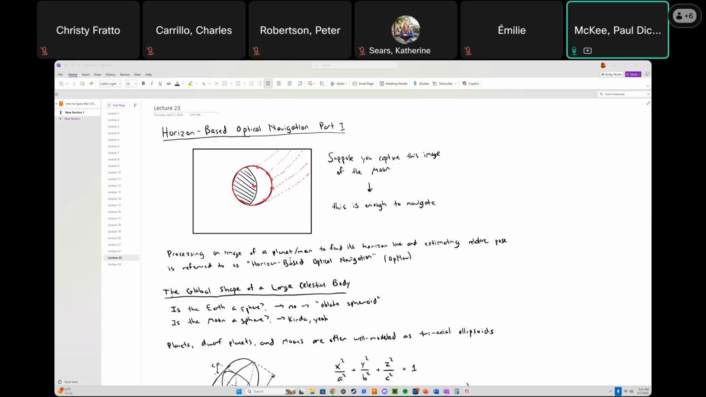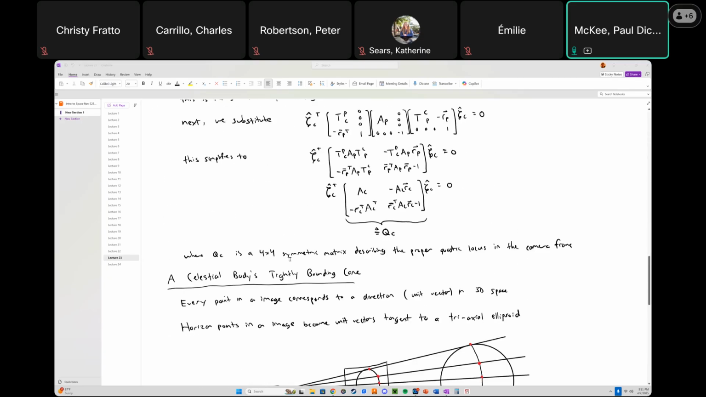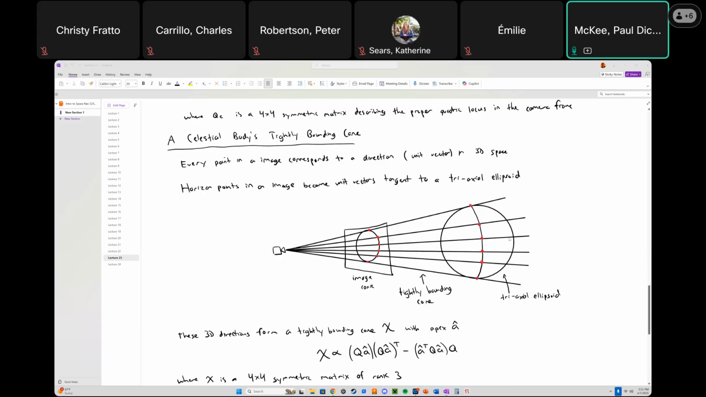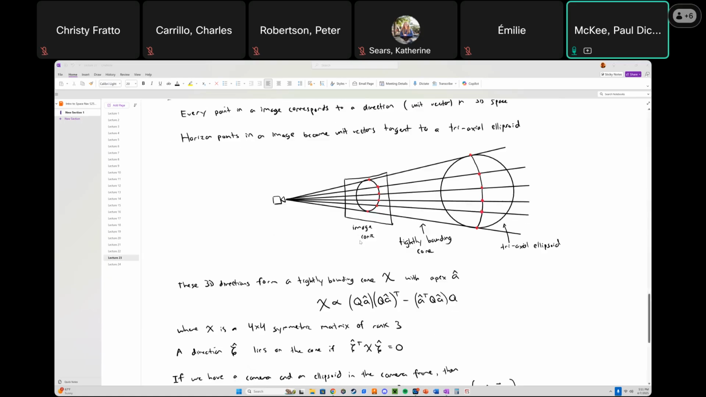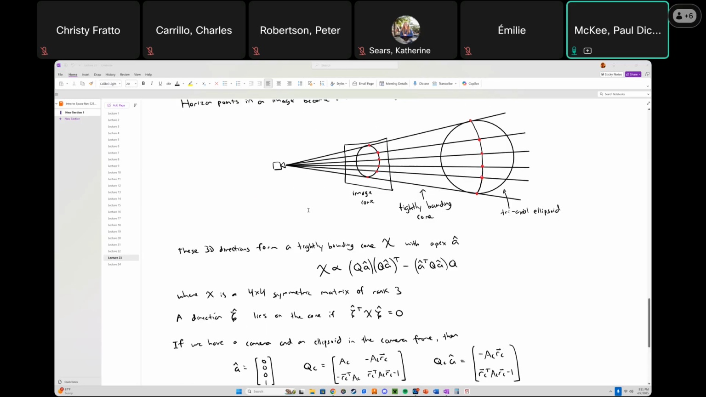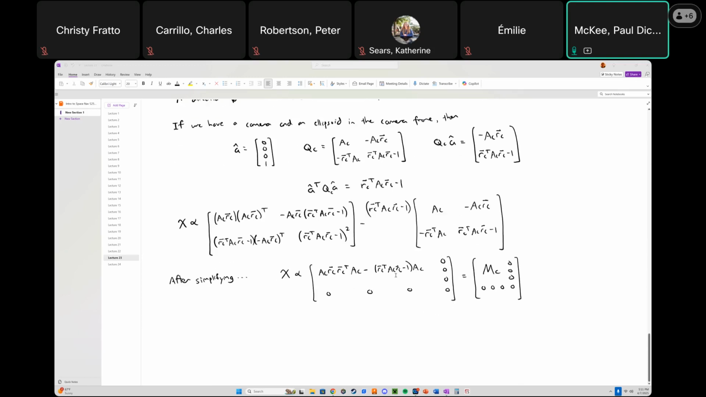And what we started to do last lecture is build up this mathematical theory. We talked about the tightly bounding cone around a planet: we've got these directions in an image, and we know that those directions are related to some matrix which describes information about the shape of the body that we're navigating with respect to, and our position, our translation and rotation with respect to that body. We made some progress in that direction, but we're not quite done yet. And we kind of stopped cold in the middle of some math. So apologies for that, but I would like to wrap up.